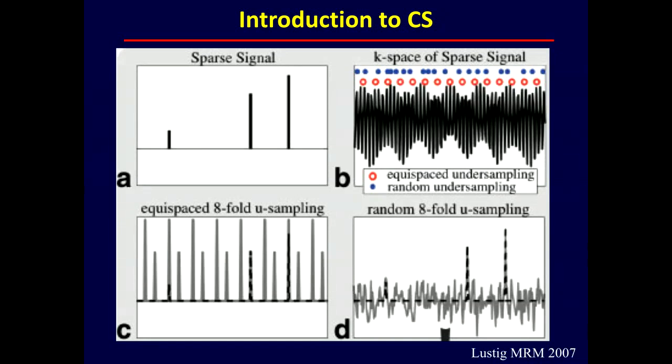So that's a regular undersampling. We know that very well. When you do regular undersampling, you have alias and you have fold over artifacts. That doesn't work well with the compressed sensing. Because the goal here, I'll show you later in the next slide, is you want these peaks to stand out.